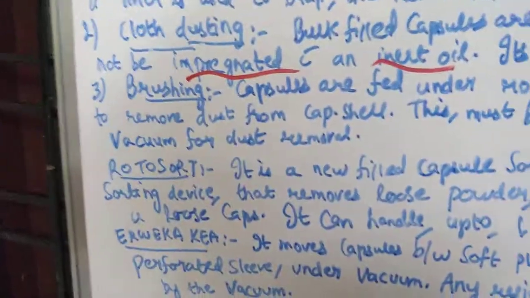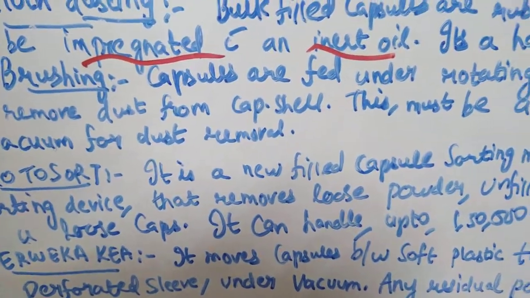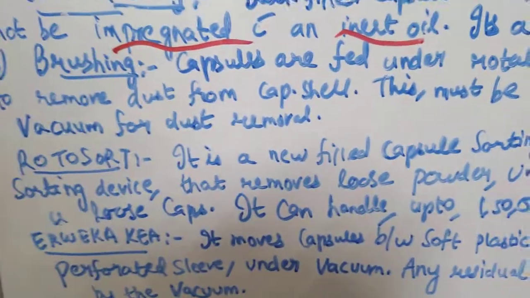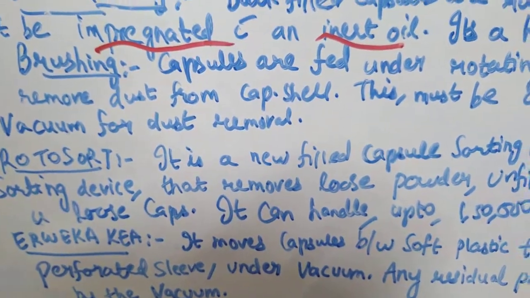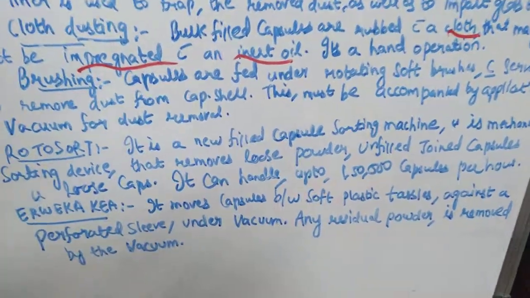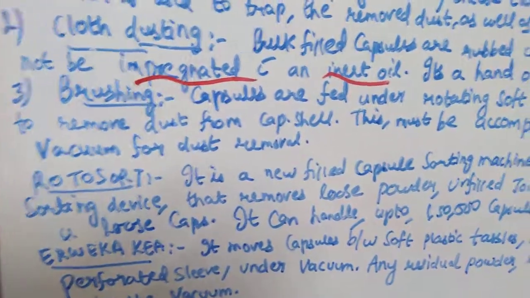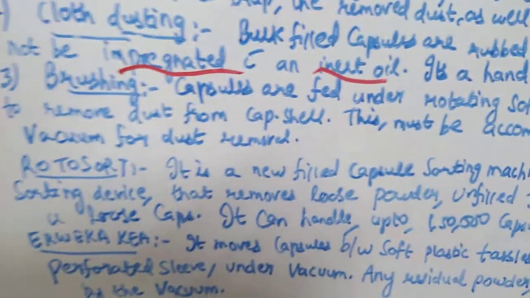So this is with your Rotosort. Next you have the Eruca KEA machine. This is a de-dusting and polishing machine, designed to handle the output from any capsule filling machine. So whatever capsules are filled from any machine, they can be polished or de-dusted using this Eruca KEA equipment.